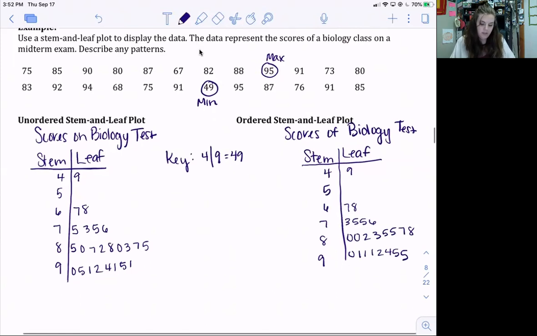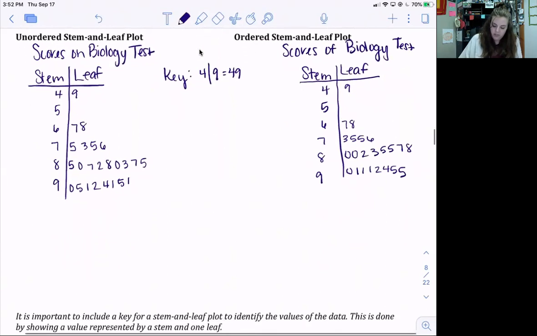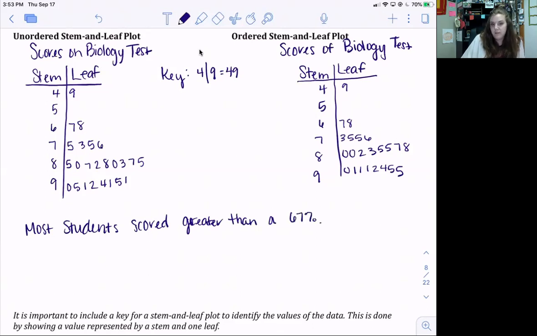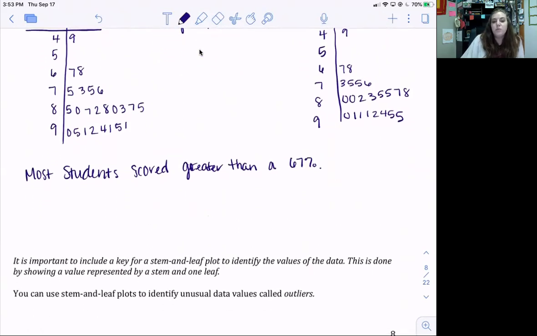So we can then find patterns. There's a couple of things here we can notice. We could say that most students scored, let's say, greater than a 67%. We can also say that there's an outlier. So you can use stem and leaf plots to identify unusual data values, and these are called outliers. So here our outlier would equal that score of 49.